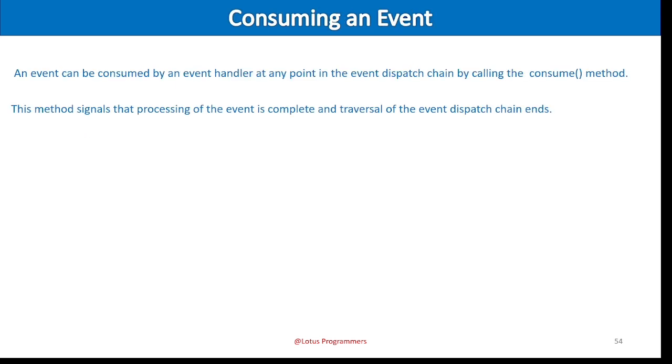The next step is consuming the event. Finally, after completion of the entire event delivery process, the last step is consuming the event. An event can be consumed by the event handler at any point in the event dispatch chain by calling the consume method. This method signals that the processing of the event is complete and traversal of the event dispatch chain ends.